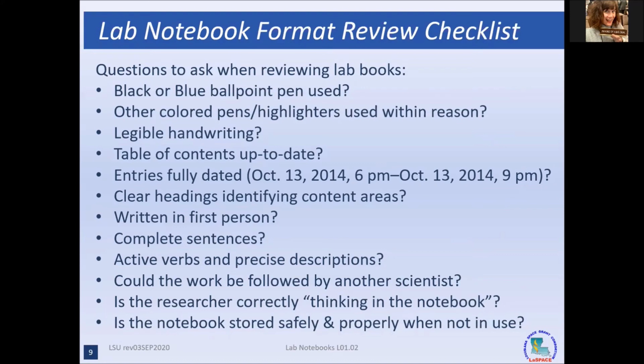Consider if someone with your same level of experience and content knowledge picks up your notebook, could they reproduce the experiments that you were doing? Okay, so can it be followed by another scientist? And then, are you thinking in the notebook? Do we see active questions and troubleshooting? And then, is the notebook stored safely and properly when not in use? This would be if we were keeping them in the lab, but I don't know how you would answer this question in a remote setting.